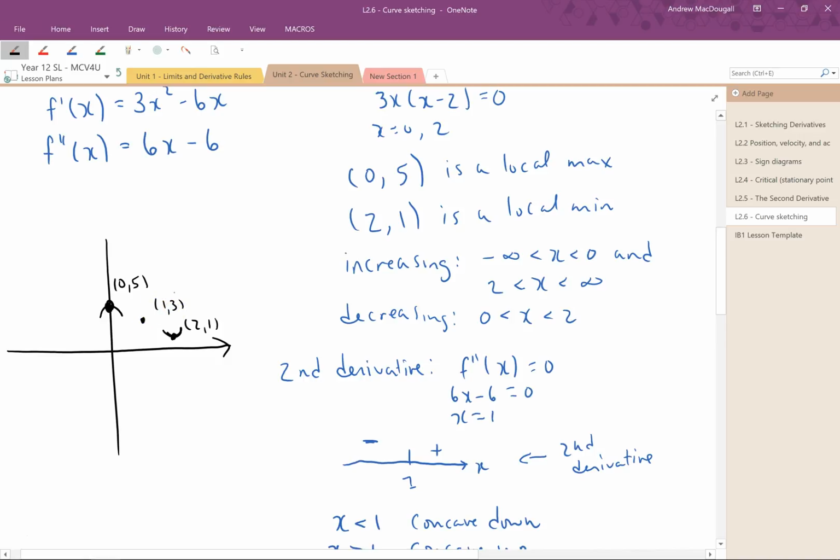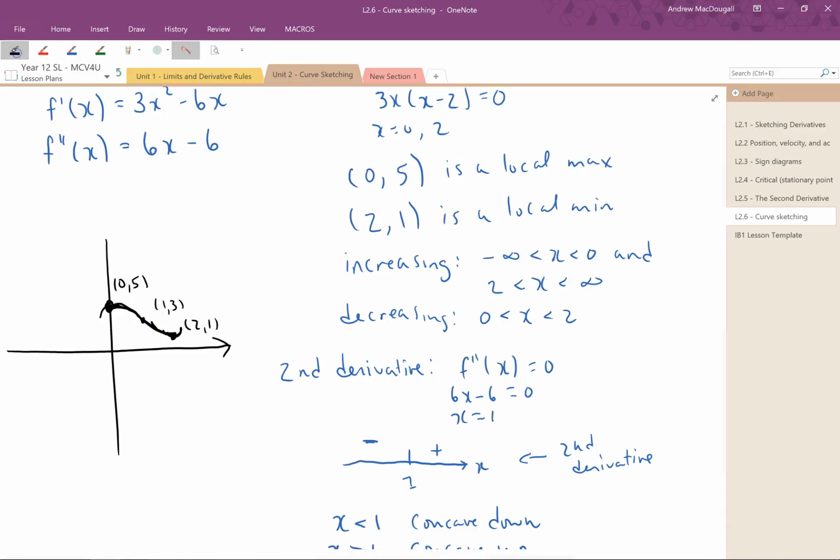is our inflection point, and it's decreasing everywhere between 0 and 2. So that means it's opening down up until 1, and then it switches and it's opening up. You can see at (1, 3), right in this range, it switches from being part of a frowning face to part of a smiley face, opening down to opening up.